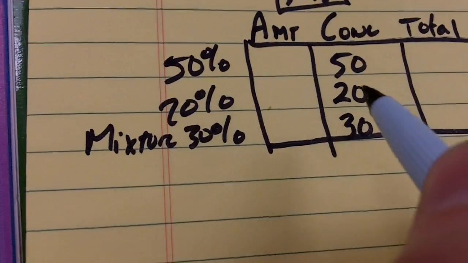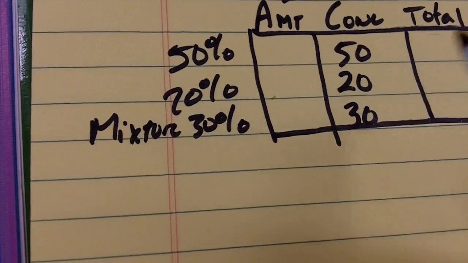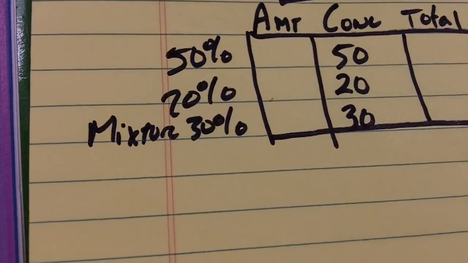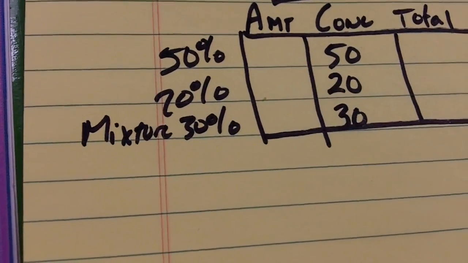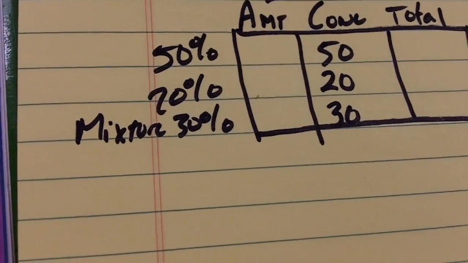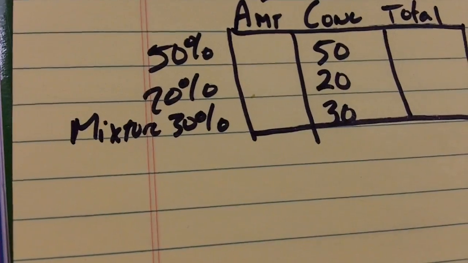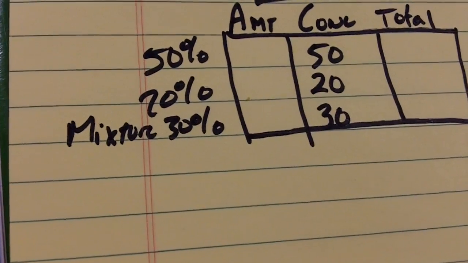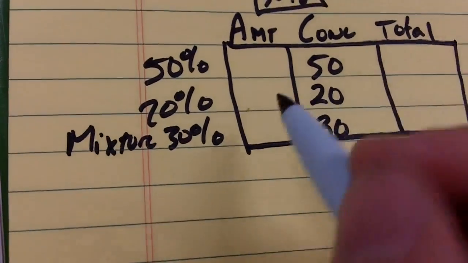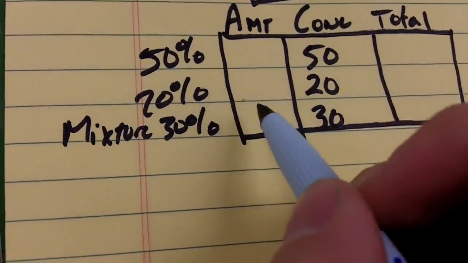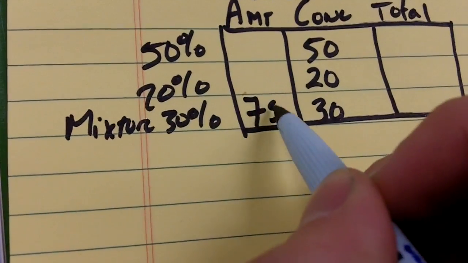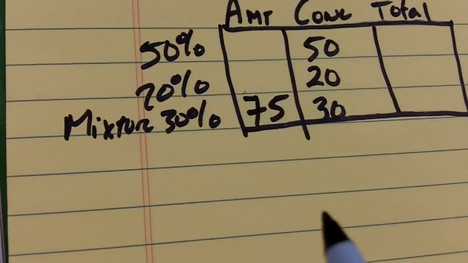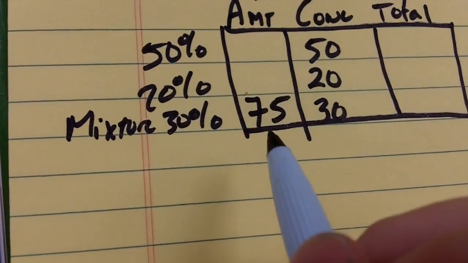The harder part is this, the amounts. So I'm going to read this problem again. A scientist wants to make a 30% acid solution using one solution that is 50% acid and another that is 20% acid. How many liters of each solution does the scientist need to make 75 liters of the mixture? Okay, I want 75 liters of this mixture. That's an amount, 75 liters. I want 75 liters of this. So I'm going to put 75 in there. That's how many liters I want.